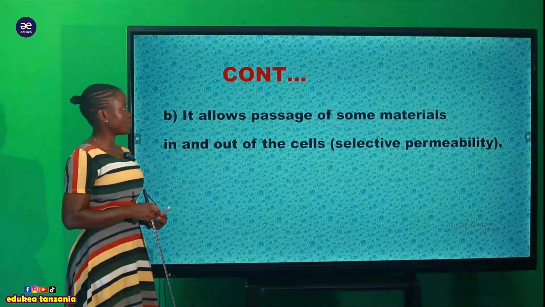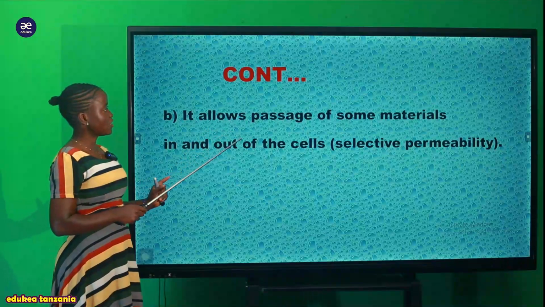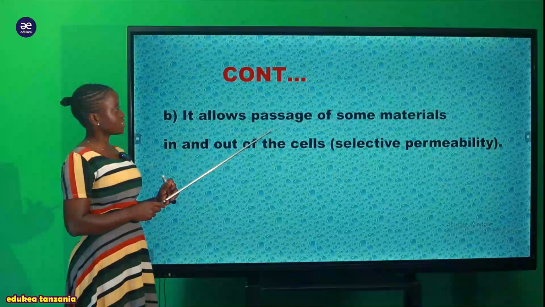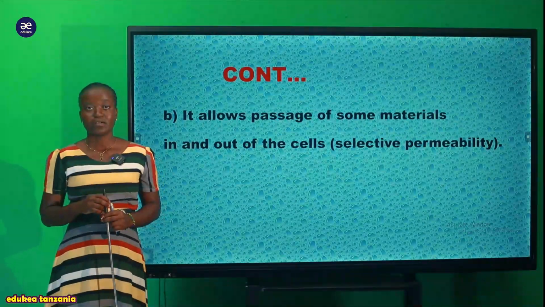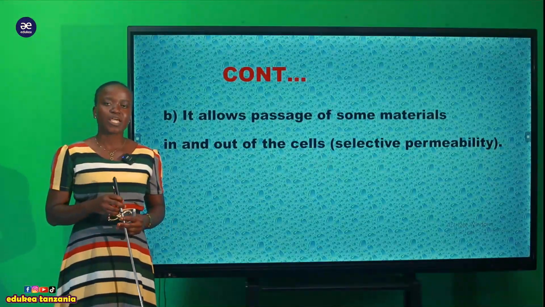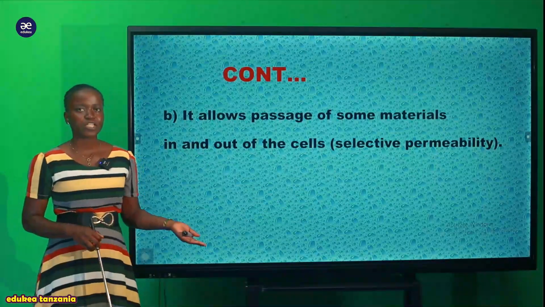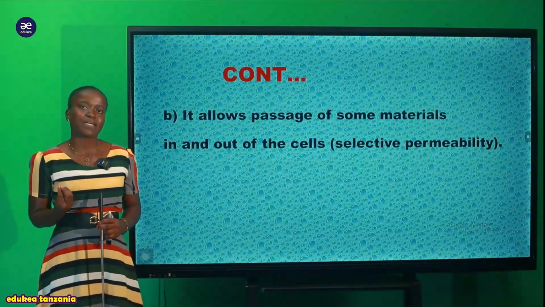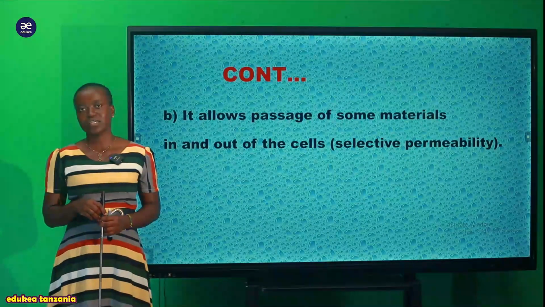Another function of the plasma membrane, simply we can say that it allows passage of some materials in and out of the cell, that is selective permeability. Inaruhusu material kuingia ndani ya seli na kutoka nje ya seli. That becomes the selective permeability. Why is it called selective permeability? It selects some materials that are needed by a cell, and those materials that are not needed by a cell will not enter the cell.